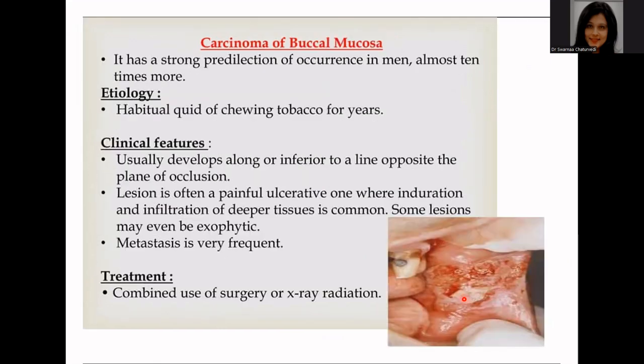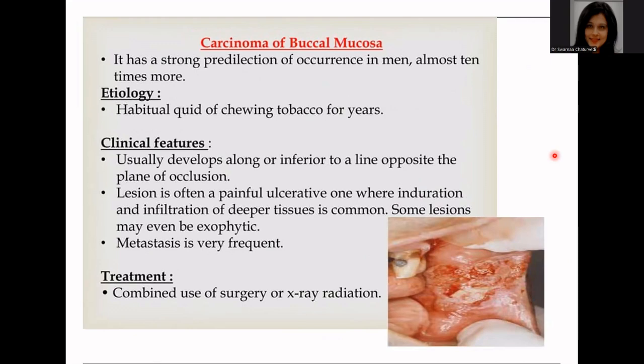The next site which is involved is the buccal mucosa, and it has a very strong predilection for occurrence in men, almost 10 times more than females. And if we look at the etiology, there is a habitual quid of chewing tobacco for years.